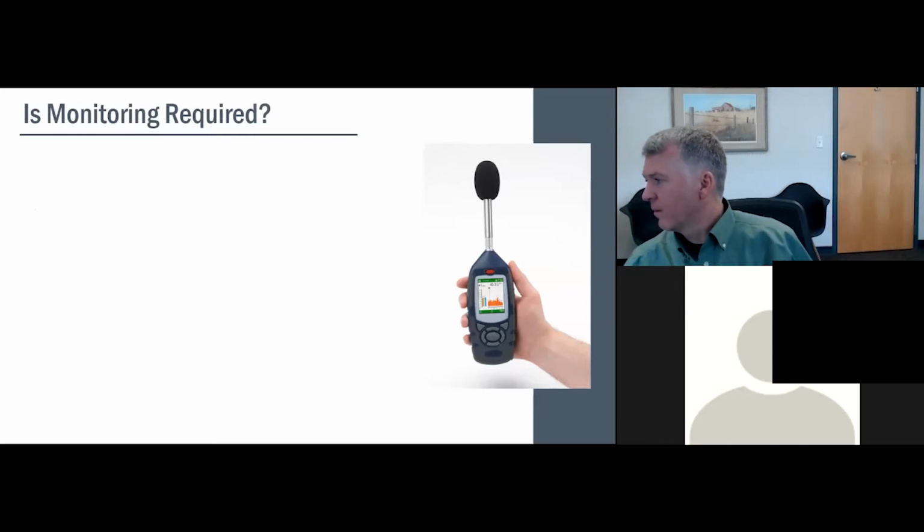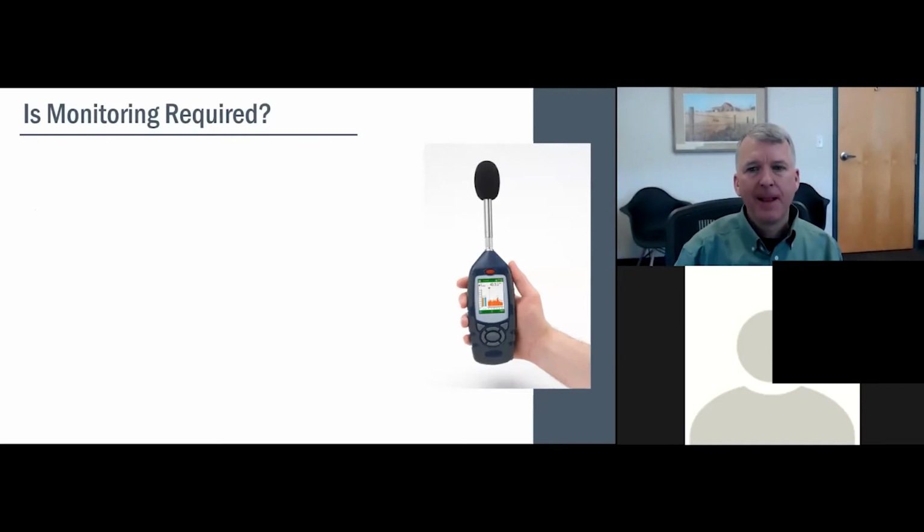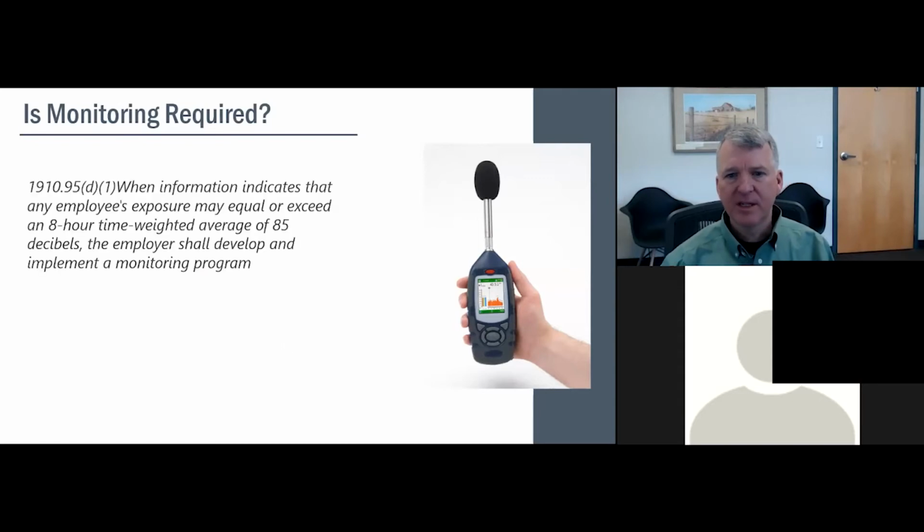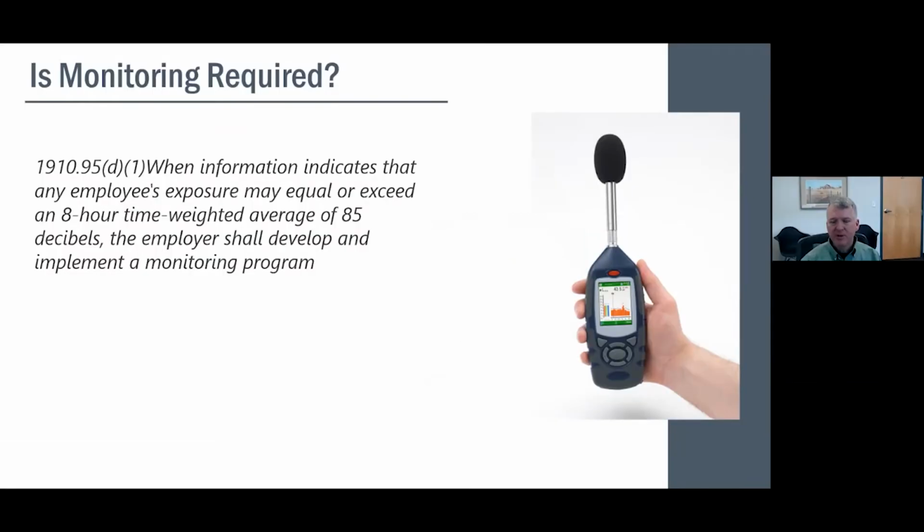So is monitoring required? You might be wondering, well, we have some noise in our facility, not done monitoring. Can I get cited by OSHA if I haven't done any monitoring? I offer hearing protection, but haven't done any monitoring. So this is what the standard says. It says when information indicates that any employee's exposure may equal or exceed an 8-hour time-weighted average of 85 decibels, the employer shall develop and implement a monitoring program. So that's your answer right out of the standard. So yeah, if you think it's 85 decibels, then you do have to monitor for that.